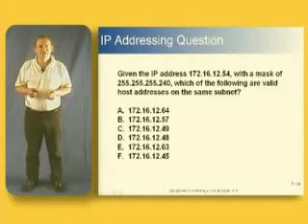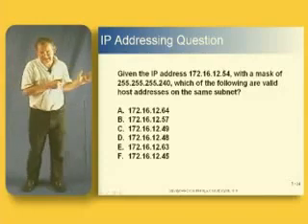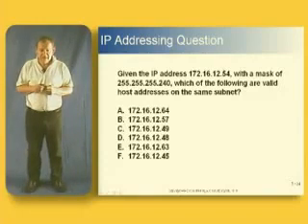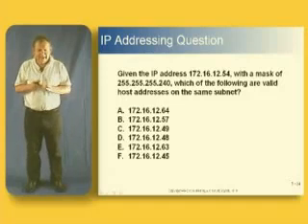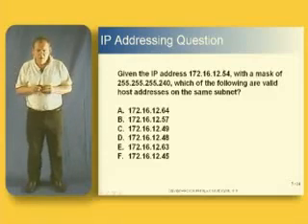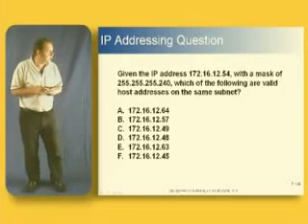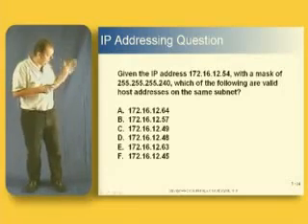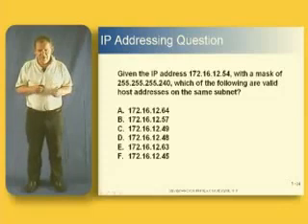We haven't got time to change everything into binary. So let's have a look straight away at a typical sort of CCNA type question, an IP addressing question. And what it says here is, given the IP address 172.16.12.54 with a mask of 255.255.255.240, which of the following are valid host addresses on the same subnet? And then we've got a whole list of addresses, some of which are hosts, some of which are network addresses, some of which are broadcast addresses. We've got to work out which ones are which. So let's see how we go about that.